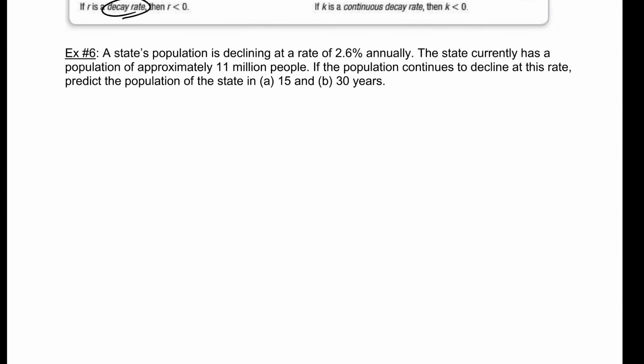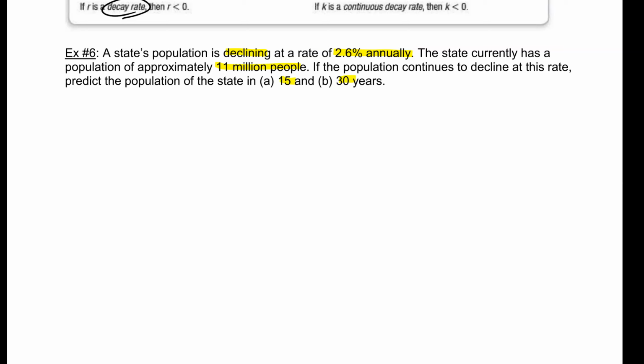All right, it states population is declining. Wait, declining, positive or negative? One more time. Negative, declining, going down at 2.6 annually. Perfect. This is literally N is 1. The state currently has a population of approximately 11 million people. If it continues to decline at this rate, predict the population in 15 and 30 years.